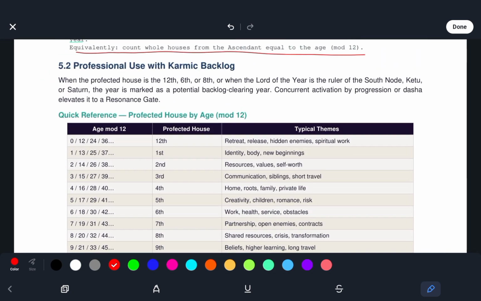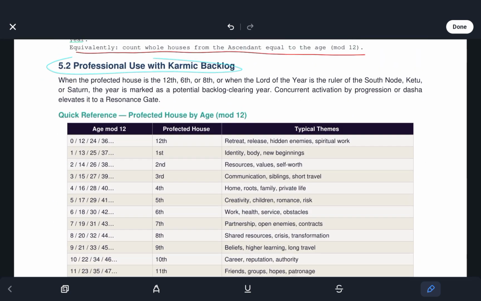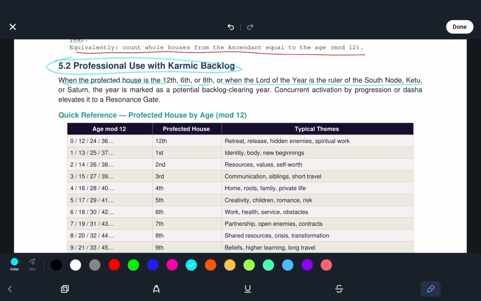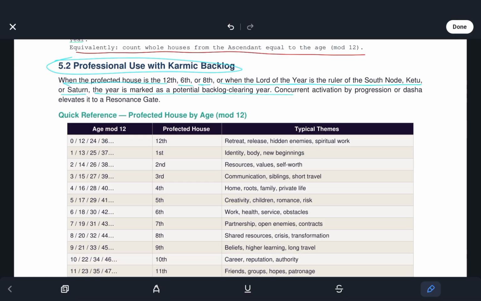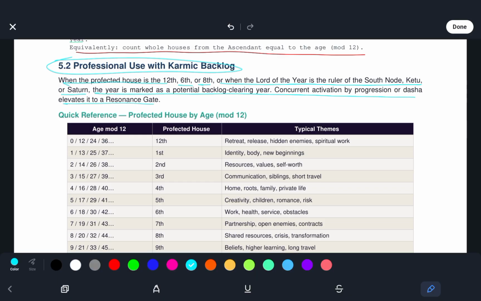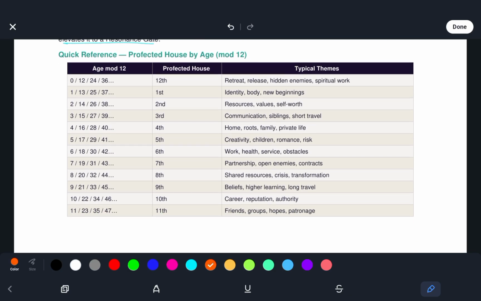And professional use here, with the karmic backlog. When the profected house is the 12th, 6th, or 8th, or when the lord of the year is a ruler of the south node, now Ketu, or Saturn, the year is marked as a potential backlog clearing year. Concurrent activation by progression or dasha elevates it to a resonance gate. So now here's a quick reference table for the profected house by age, mod 12.